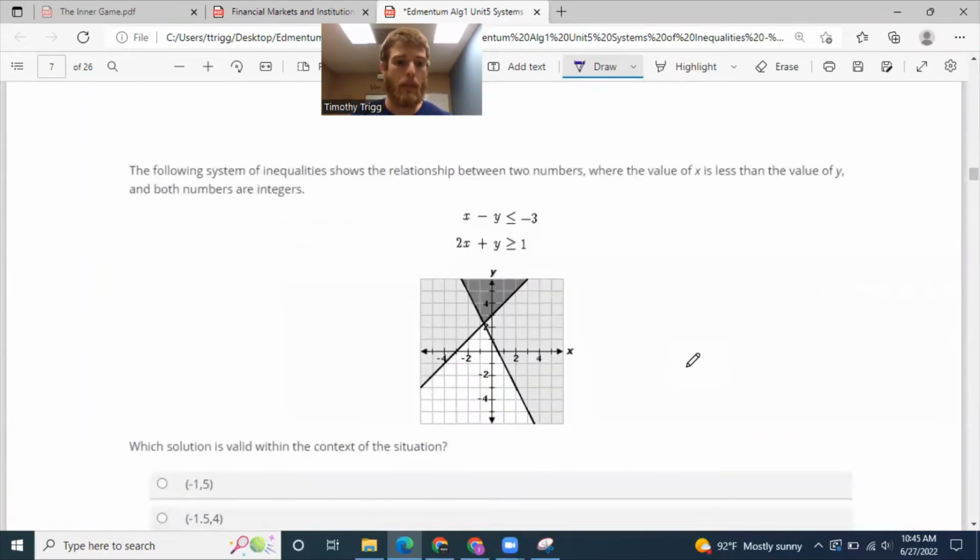Okay. The following system of inequalities shows a relationship between two numbers where the value of x is less than the value of y, and both numbers are integers.